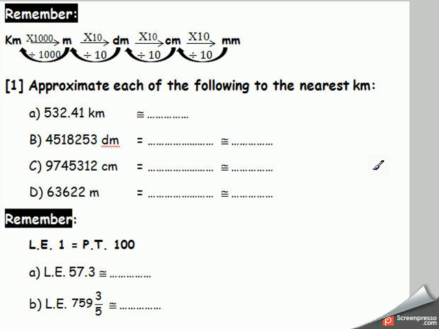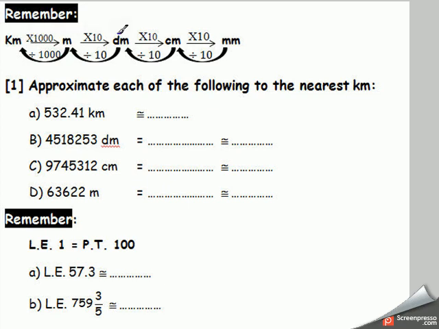Let's go. At first, we should remember these units: kilometer, meter, decimeter, centimeter, millimeter. Kilometer equals 1000 meters, meter equals 10 decimeters, decimeter equals 10 centimeters, and centimeter equals 10 millimeters. When I want to convert from kilometer to meter, I should multiply by 1000.